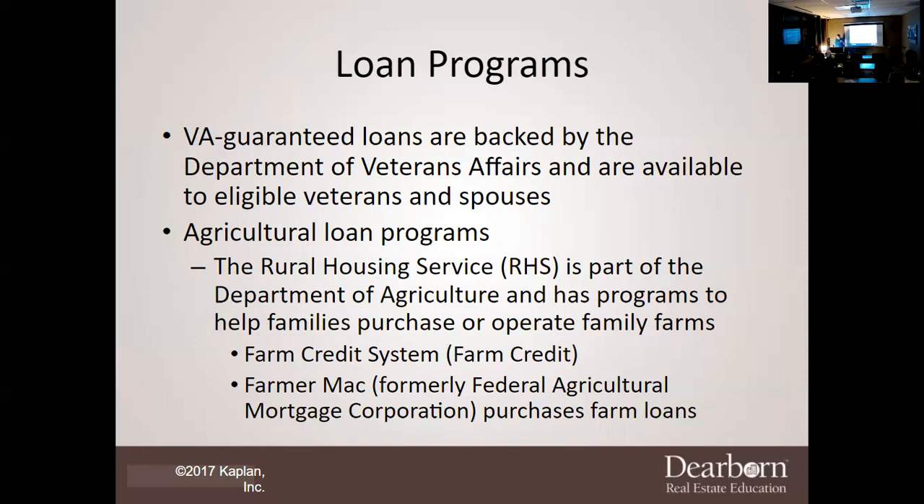Now, the agricultural loan programs. There's the Rural Housing Service, the RHS. It is part of the Department of Agriculture and has programs to help families purchase and operate family farms. There are different ones here. You have your Farm Credit System, you have Farmer Mac, which used to be the Federal Agricultural Mortgage Corporation. They, of course, purchase farm loans.